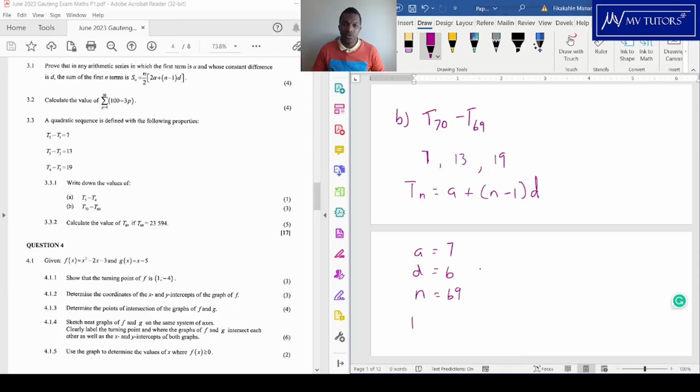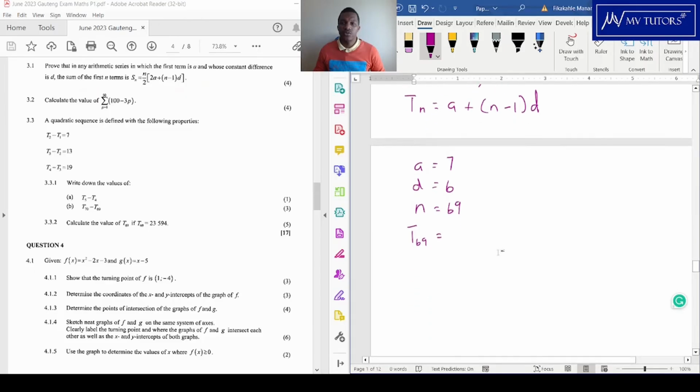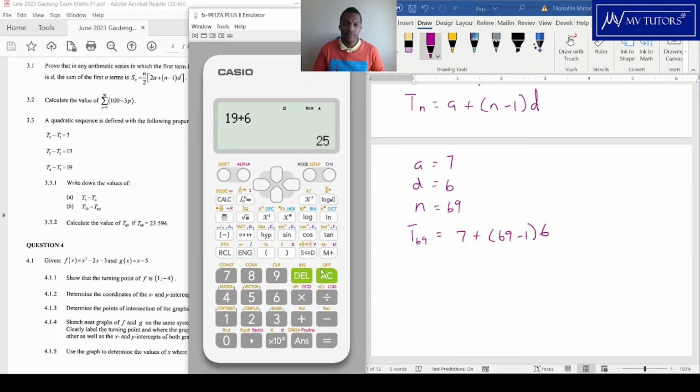So then we'll solve T69 equals a, which is 7, plus, open bracket, n is 69 minus 1, difference is 6. Okay, let's put this in a calculator.